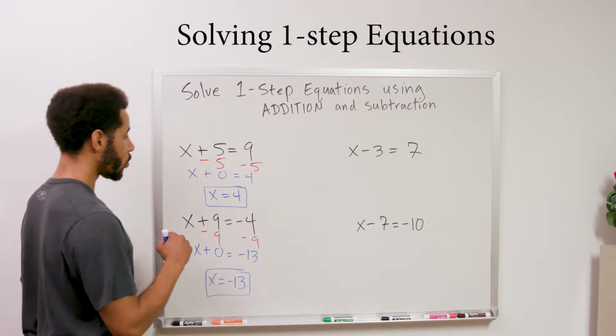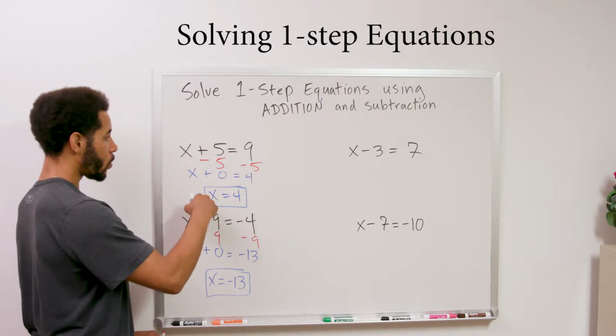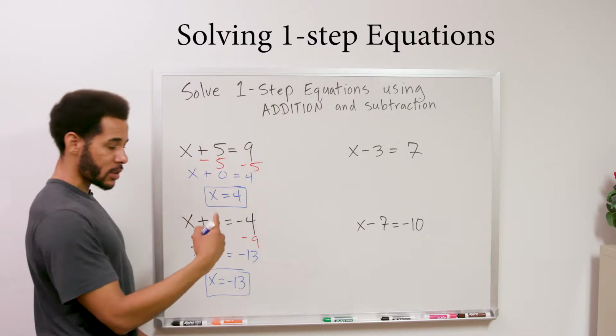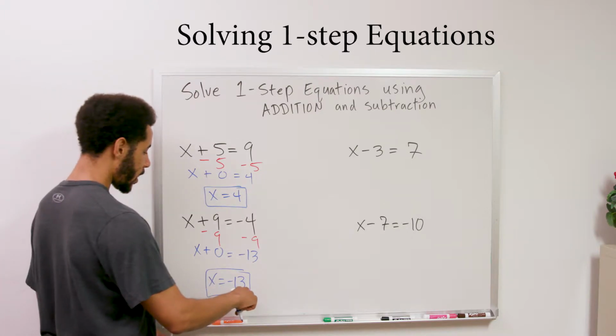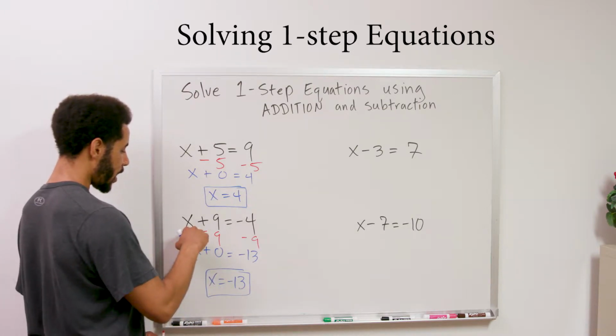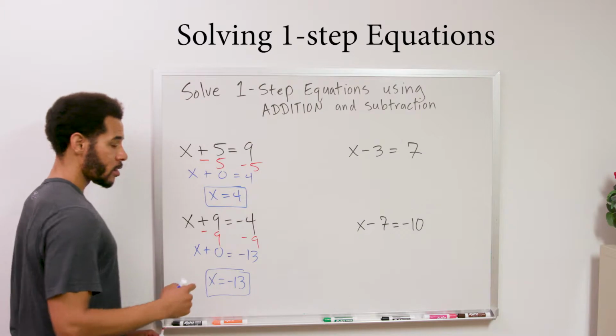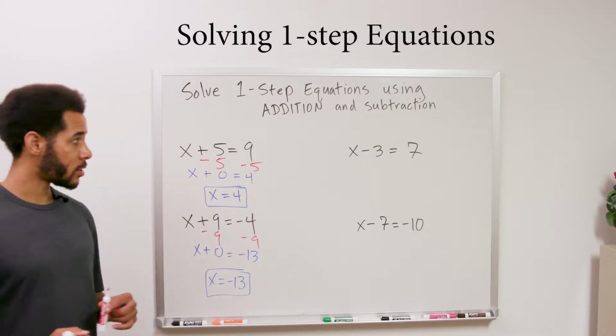Whenever we solve one of these equations, especially the simple ones, we want to quickly go back and mentally make sure it works. When we found out x equals 4, we want to say, is 4 plus 5 9? Yes, it is. When we find x equals negative 13, we say, is negative 13 plus 9 negative 4? Yes, it is. We did it correctly.